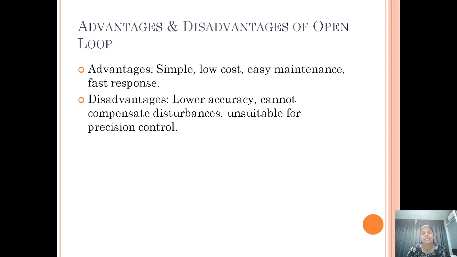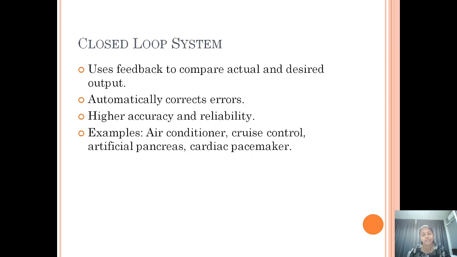Now let's look at the strengths and limitations of open loop systems. Open loop systems are easy to design, inexpensive, require less maintenance, and provide a faster response. However, they have lower accuracy because they cannot compensate for disturbances or automatically correct errors, making them unsuitable for precision applications.